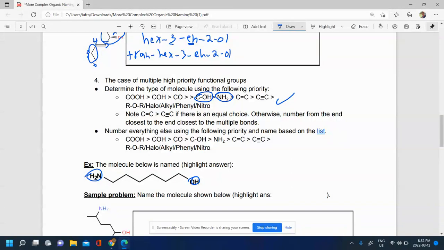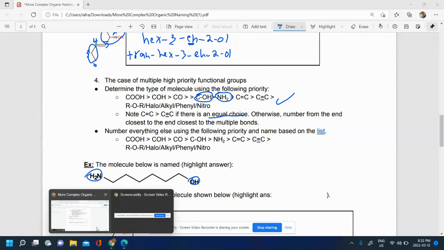Again, as usual, as we saw in the previous video, the double bond will take priority over the triple bond if there's an equal choice. Otherwise, just number to the end that's closest to the double bond or triple bond, if there's nothing higher priority than them, of course. So essentially, we're going to number based on the priority list you see here.